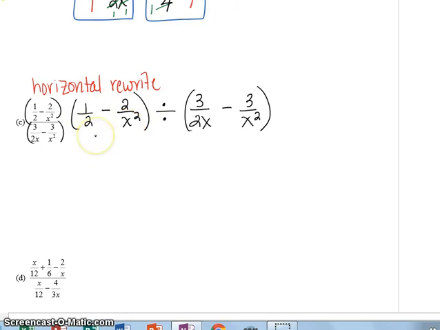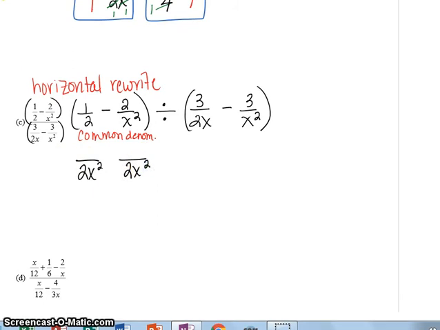So how do you subtract fractions? You need to get common denominators. So I'm going to say to myself, what can 2 and 2x squared go into? My common denominator is going to be 2x squared. One thing to pay attention to, this is subtraction, so I usually go plus, and I know that's a -2.